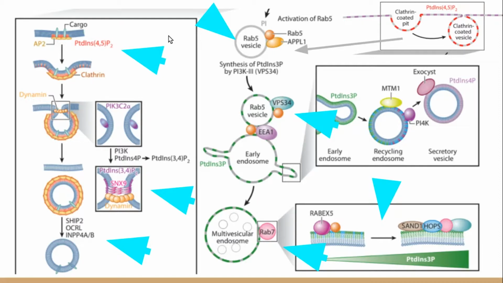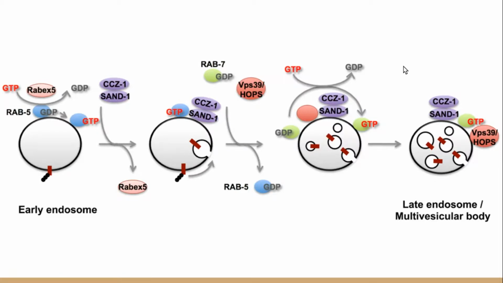So HOPS gives Rab7 GTP, allowing it to insert itself into the membrane. This is another look at early to late endosome Rab conversion. So we have Rab5 being activated by RabX5 GEF at PI deficient membranes. Rab5 recruits VPS34, which is not shown here, and VPS34 begins producing PI3P at the membrane, which recruits SAND1. SAND1 replaces RabX5 with the HOPS complex.